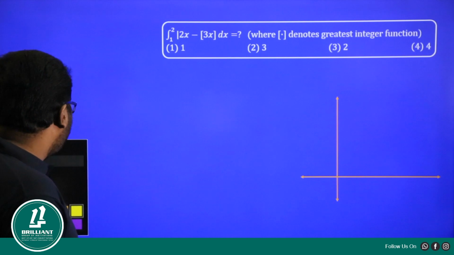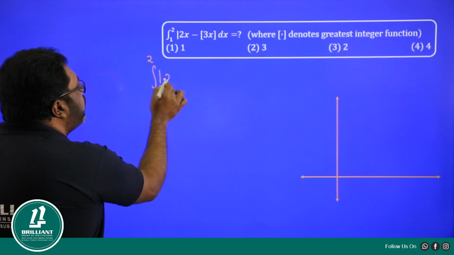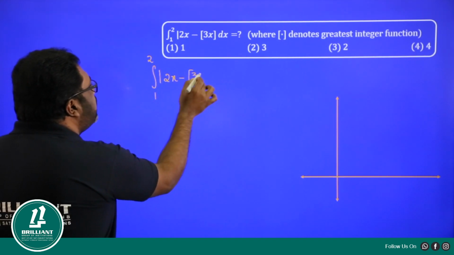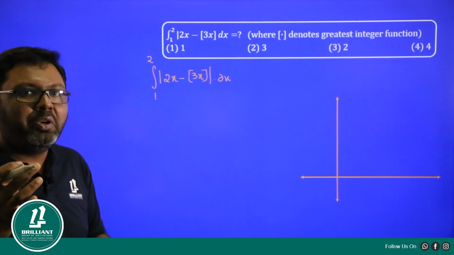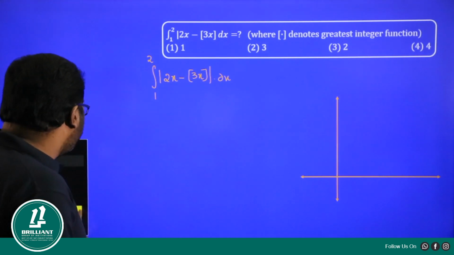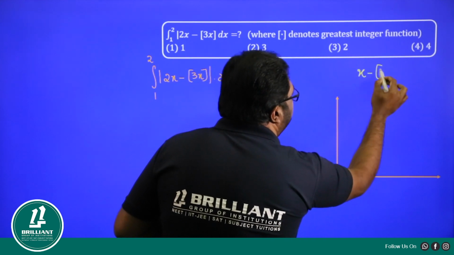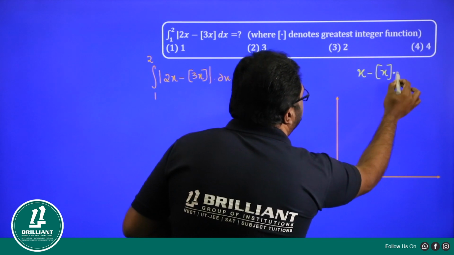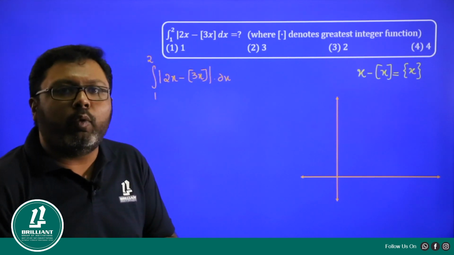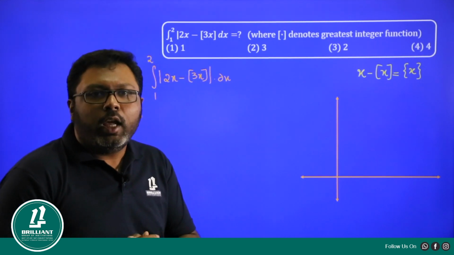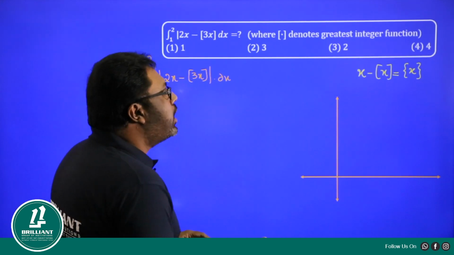Now here the question is integral 1 to 2 modulus of 2x minus the greatest integer of 3x dx. Now for doing this question, I want you to go through this very simple concept. The concept says that any real number minus its greatest integer will give you a number called the fractional part of that real number. Any real number minus the greatest integer of the real number is the fractional part of the real number.